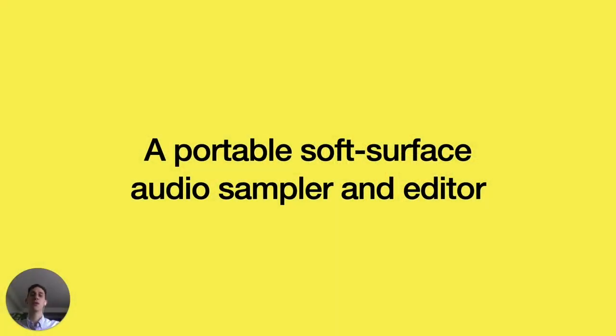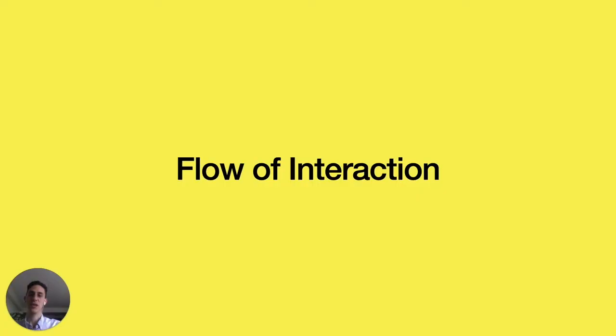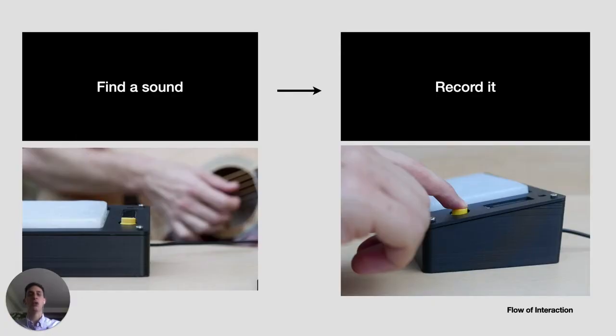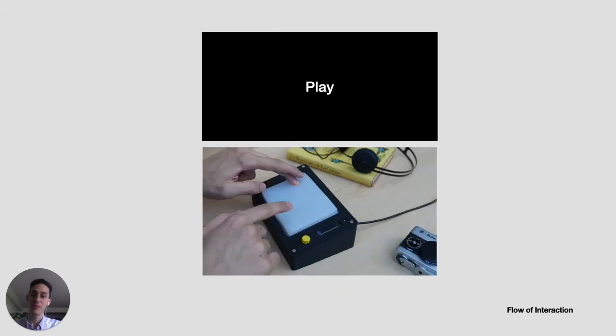We created a portable soft surface audio sampler and editor that has a large squishy interface for musical creation, and it comes with a yellow record button, a screen, a microphone, and a speaker in the back. Let's talk about the interaction. To use it, you first find the sound and record it for 5 seconds using the bright yellow recording button. After that, internal algorithms that we wrote from scratch will find the peaks in amplitude and split the recording in 4 sections laid out from left to right on the soft, squishy pad. And after that, you're ready to play.